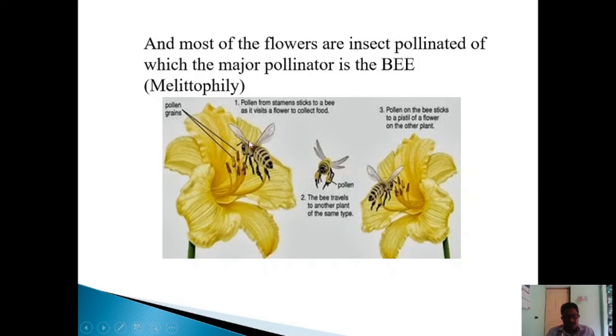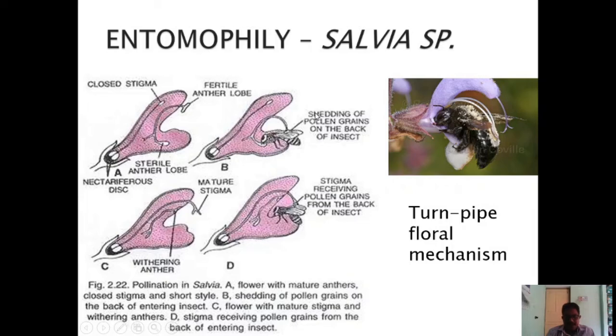Now look at this. This picture shows the pollination by bees, cross pollination by bees, especially termed as melitophily. Now this is another example of entomophily, that is salvia, where it has a special lever mechanism where one of the sterile anther lobes acts as a lever. The bee comes and sits on this sterile lobe, and like a lever mechanism, this anther lobe dusts its pollen grains on the backside of the insect. Now this goes and sits on another flower where there is a mature stigma, and the stigma accepts the pollen grains that have been dusted on the back part of the insect or the bee. Now this process is called the turnpipe floral mechanism.